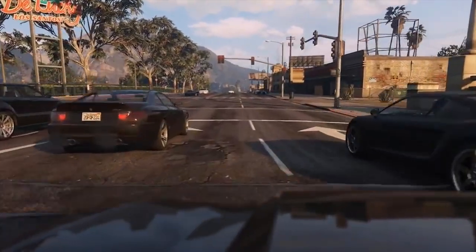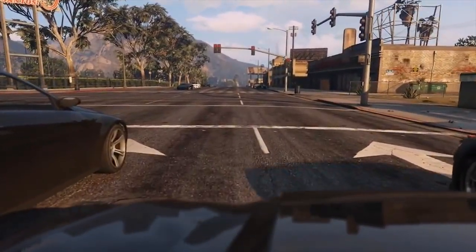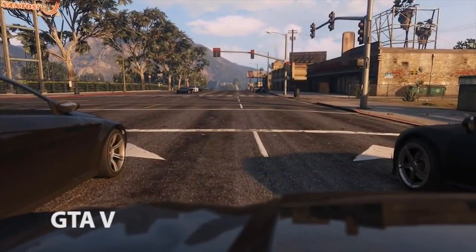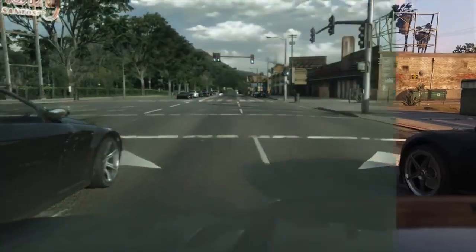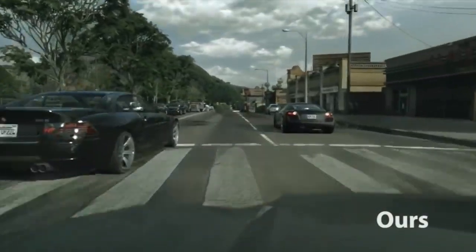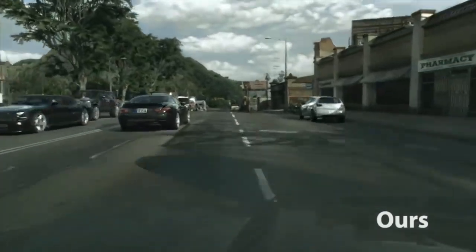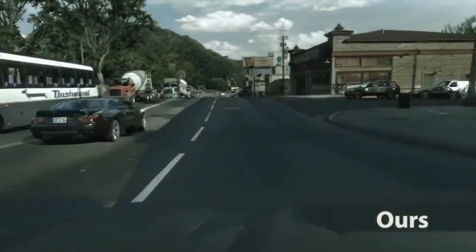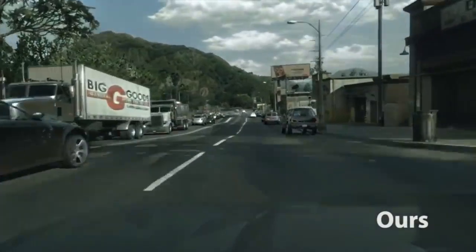To understand what that means, let us have a look at some footage from the game Grand Theft Auto 5. The game looks great, but it is not quite photorealistic. Let us now turn on our method. Our method modifies the images from the game to look more realistic. It is a convolutional network which produces images frame by frame and can be run at interactive rates.